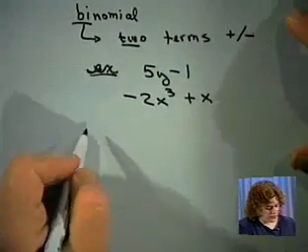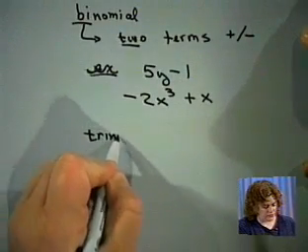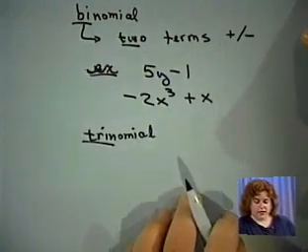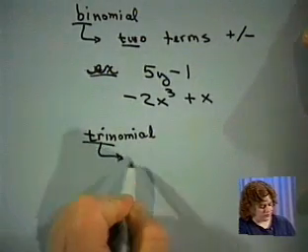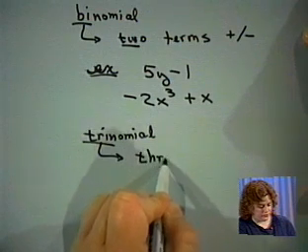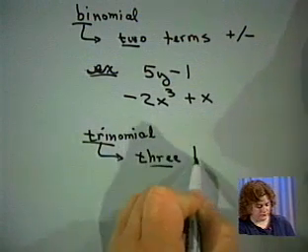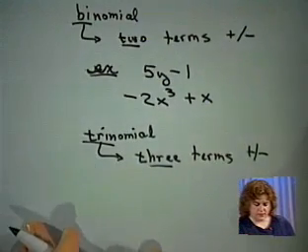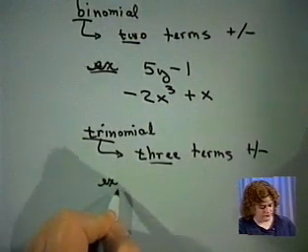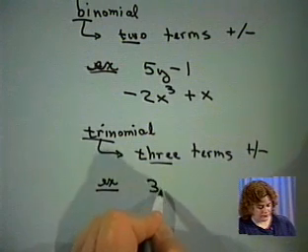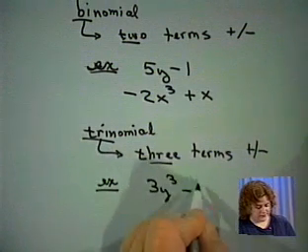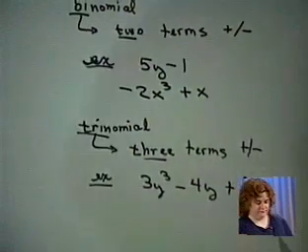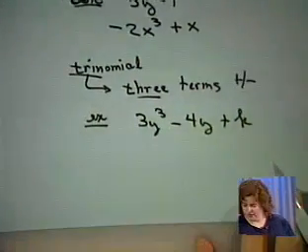Continuing in this way, we might have a trinomial. And trinomial, tri means 3, is simply going to be 3 terms, added or subtracted. For example, something like 3y cubed minus 4y plus k.